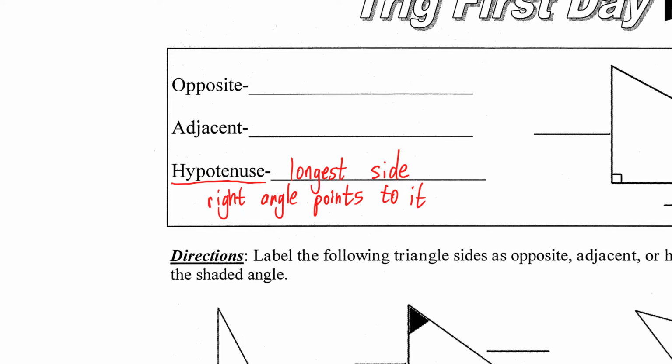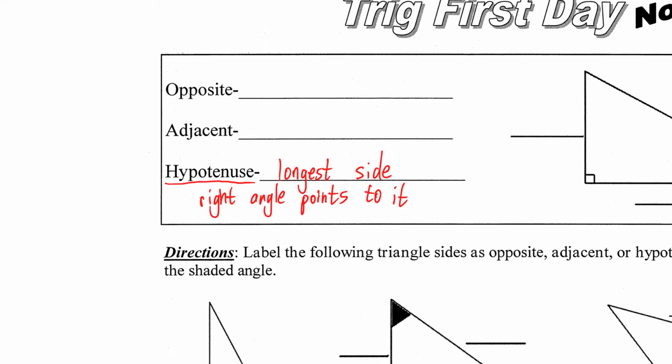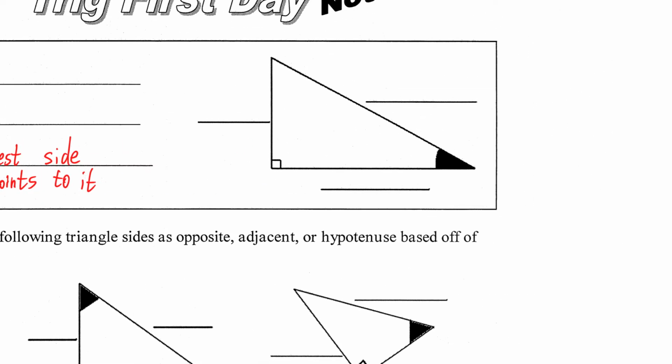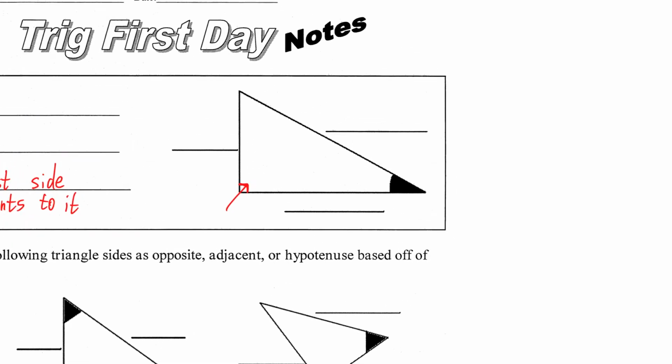Okay? Hypotenuse is the longest side. And also whenever you see the little right angle mark, that little box in there, it's like an arrow pointing towards the hypotenuse. So right here is the right angle mark. It's an arrow pointing towards the hypotenuse. So where's the hypotenuse? It is right here. Here is the hypotenuse.